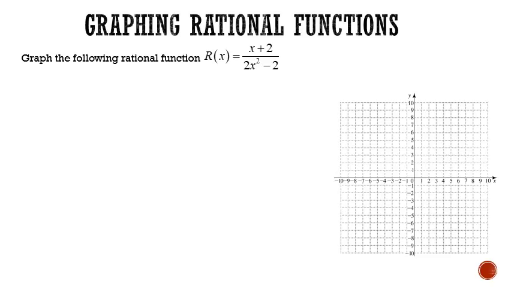Graph the following rational function. R of x equals x plus 2 all over the quantity 2x squared minus 2. Step 1 is to simplify.